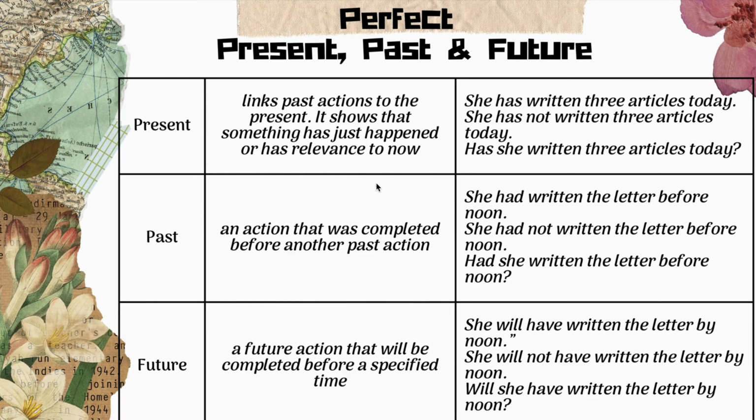Present perfect tense. This tense links past actions to the present. It shows that something has just happened or has relevance to now. She has written 3 articles today. She has not written 3 articles today. Has she written 3 articles today?